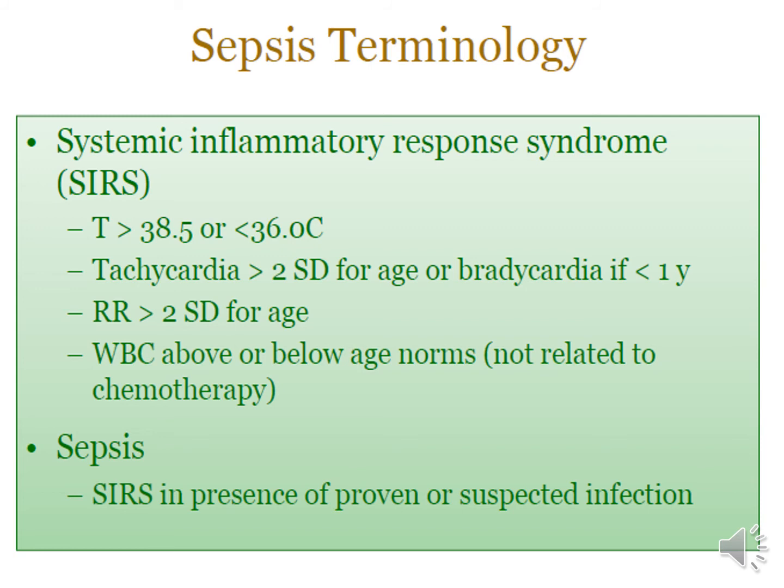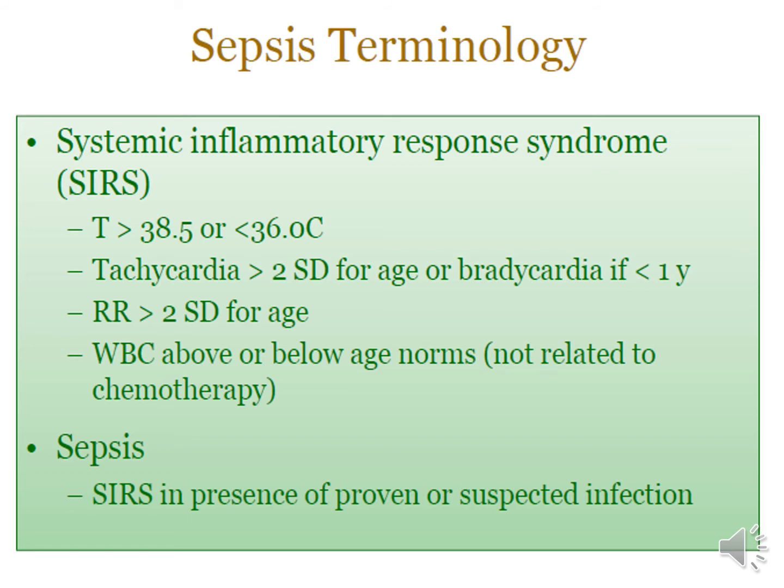To diagnose systemic inflammatory response syndrome, we must have at least 2 out of 4 items, including a temperature of more than 38.5 or less than 36, a tachycardia of more than 2 standard deviations for age, or bradycardia if less than 1 year. Number 3, having a respiratory rate exceeding 2 standard deviations above the age, and a white blood cell count above or below normal for age, and of course not related to chemotherapy.